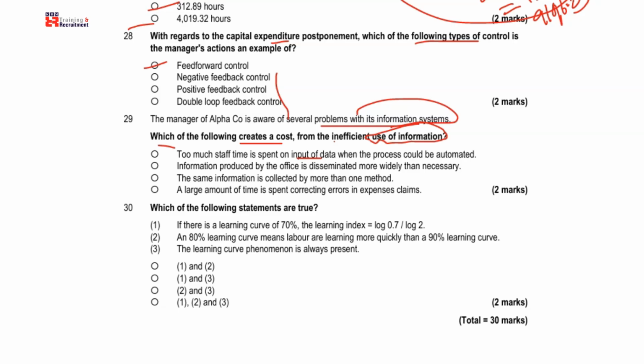Number 2, information produced by the office is disseminated more widely than necessary. You're giving more and more information. That's the misuse of information, and could be your answer. Hold it for a minute. The same information is collected by more than one person is the process of collection, not the use. So this is not our answer. A large amount of time is spent correcting. It's asking about using, not correcting. So number 2 is our best answer.